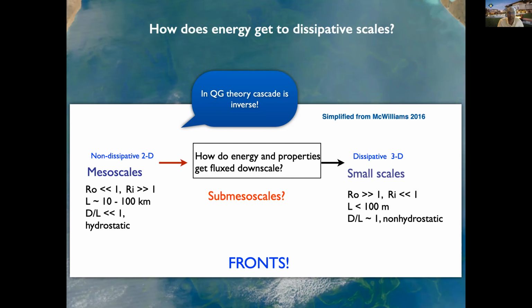And what connects the mesoscales to the smaller scales are the ocean processes at sub-mesoscales, which are particularly active near the boundaries. So these could be surface boundary layers, or near the bottom boundary layers as well, and particularly near fronts. So I'm showing you in the background a slide from the Arabian Sea.